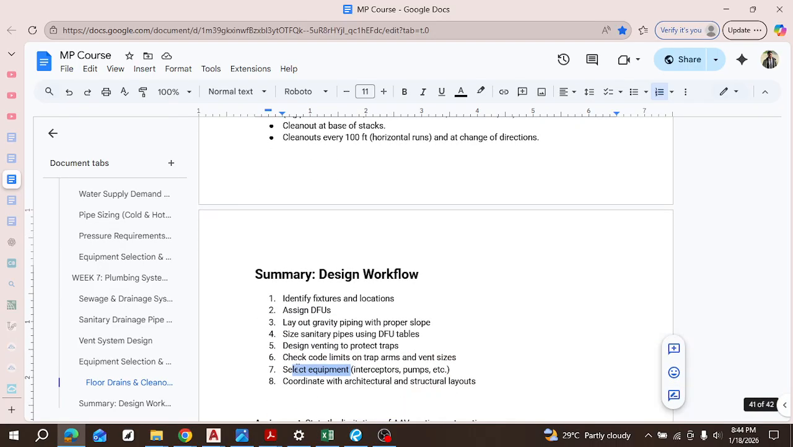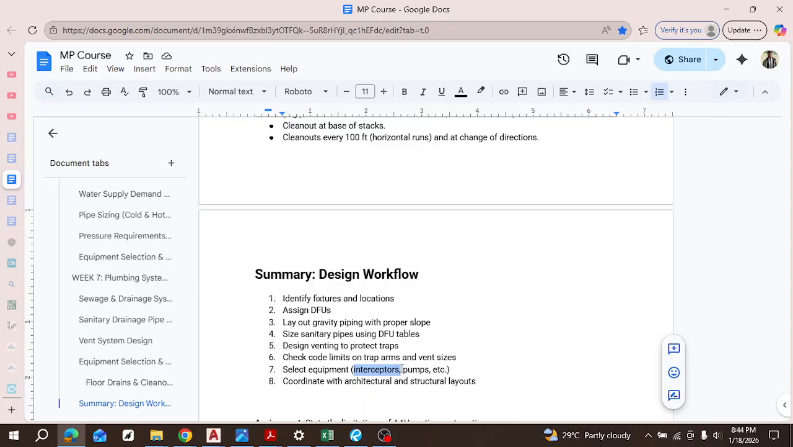Why this is necessary is because there are some cases, only in specific cases, like if you're designing a commercial building that has a large kitchen or a commercial kitchen, right? That is when you put interceptors. You can't put in grease interceptors everywhere, right?